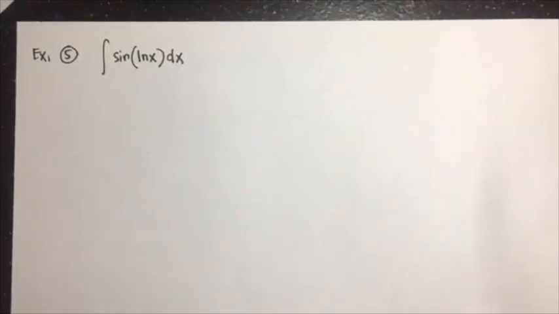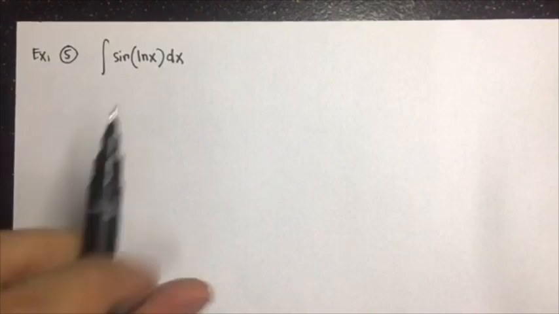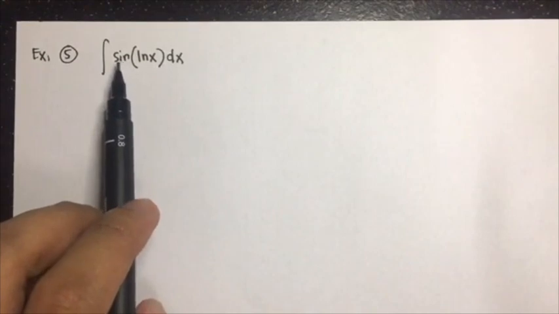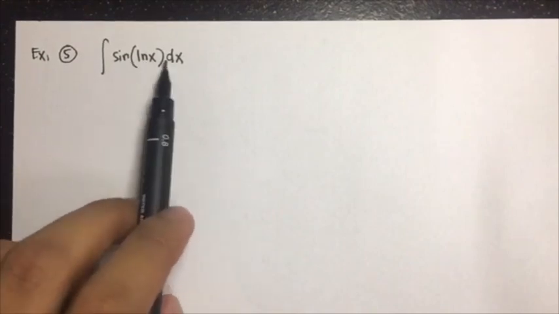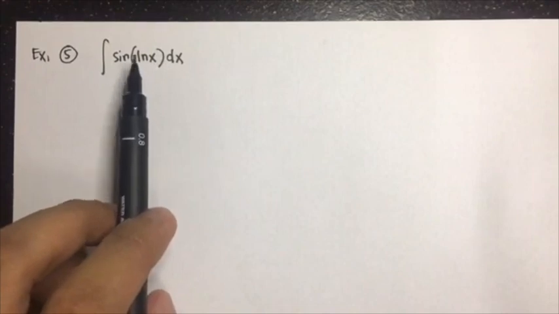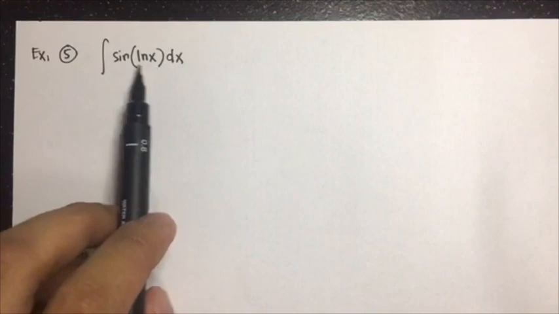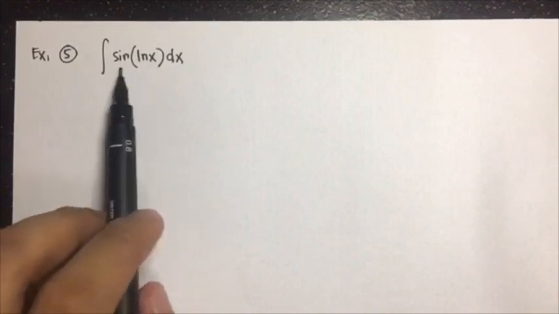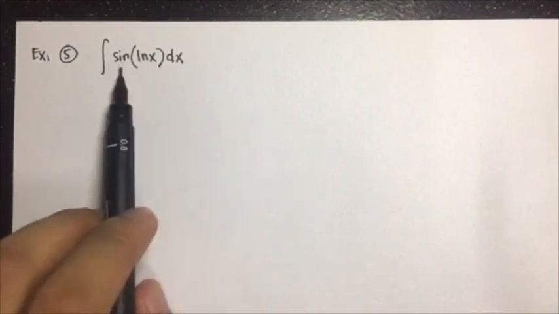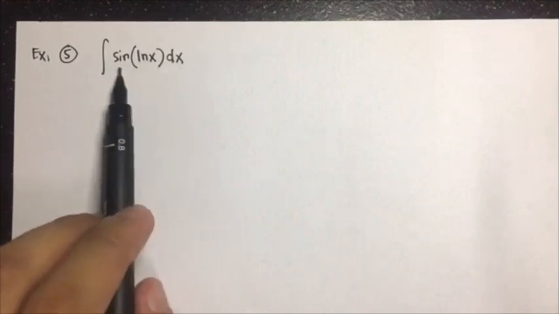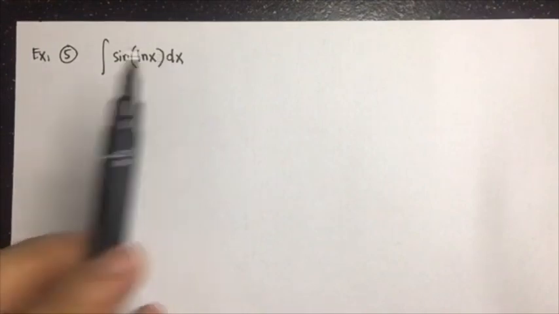So for our final example, we have here the integral of sine of ln of x dx. Notice that the ln of x is inside the trigonometric function of sine. In this problem, like problem number 4, we don't need to think about what would be our u, since we only have two functions, the sine and then the dx. We only have two parts: the trigonometric function sine and the differential part dx.